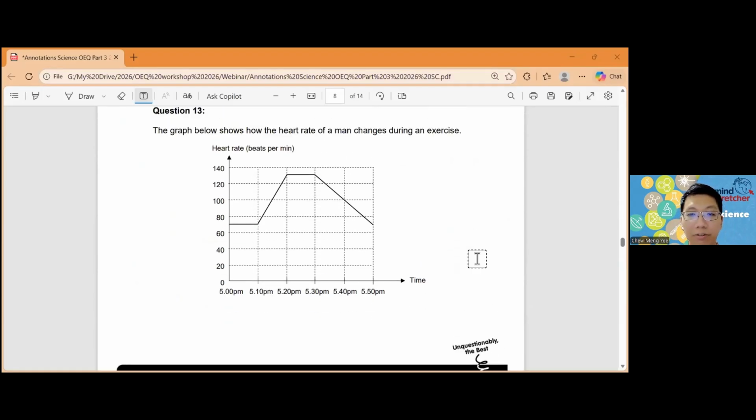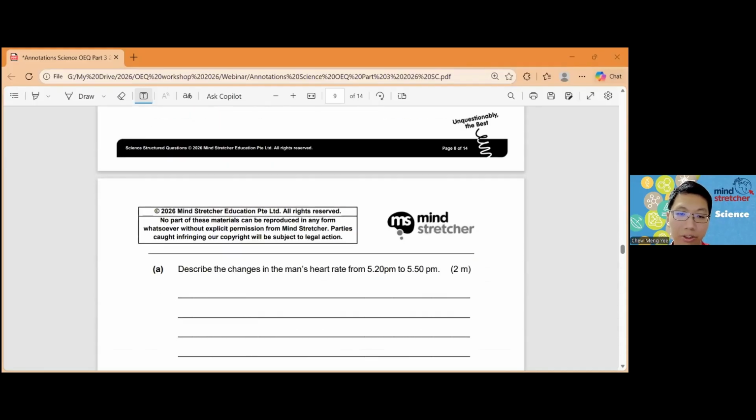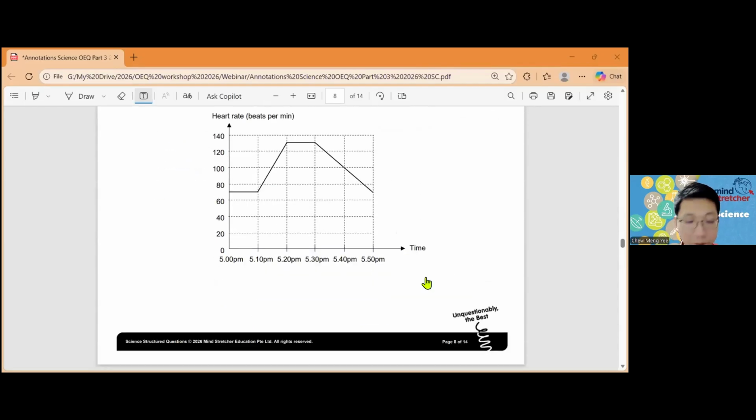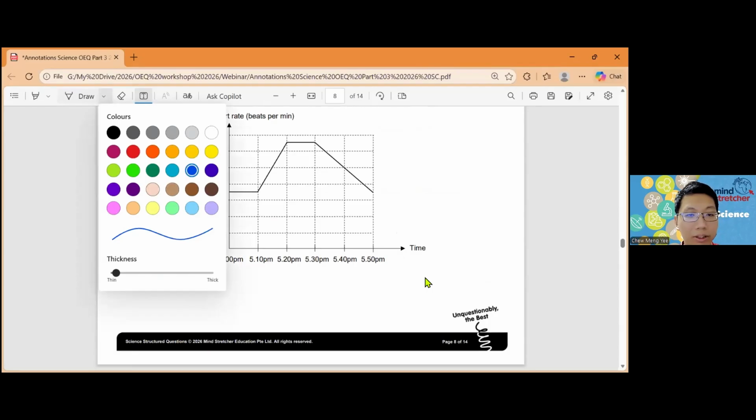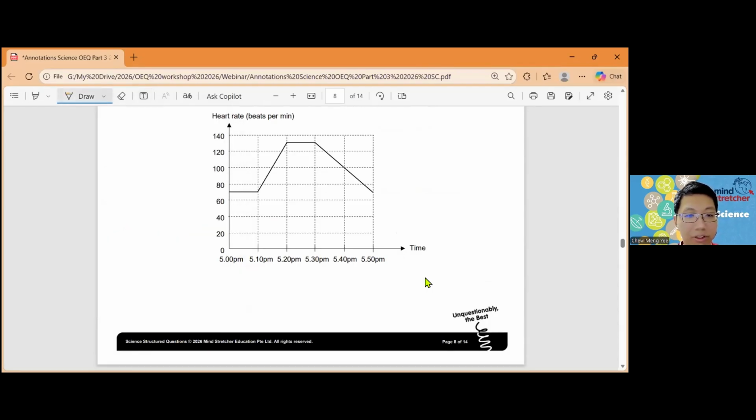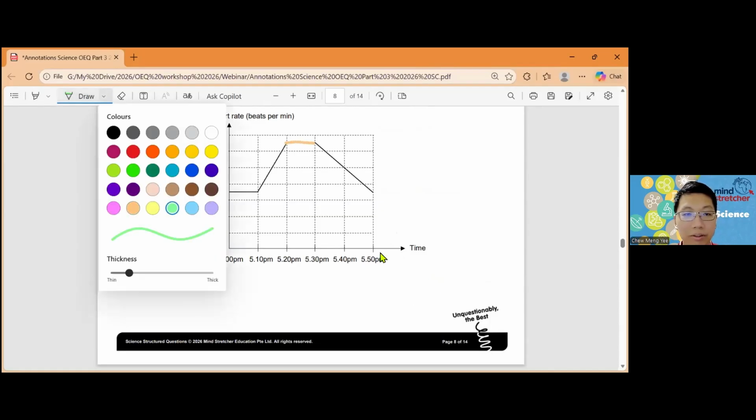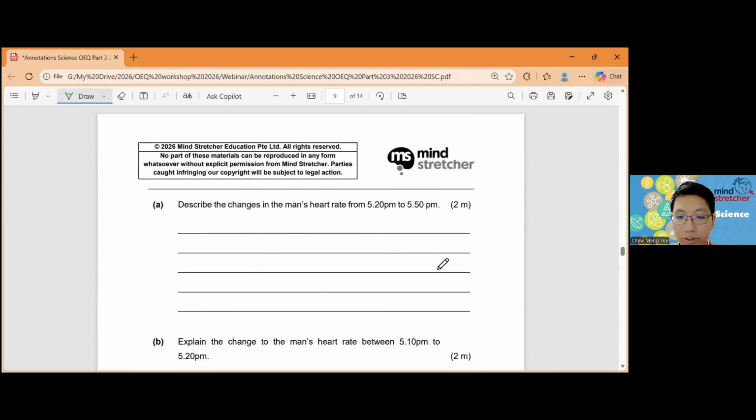So this is the graph. This is the record of the heart rate when a man went for an exercise. Okay, so we need to describe the changes in the man's heart rate from 5:20 to 5:50 p.m. Okay, this sounds like a time some of you ran for your bus after school just now. So 5:20 to 5:50. Let me try to find a highlight for this. 5:20 is here. Then until what? Until 5:50, right?